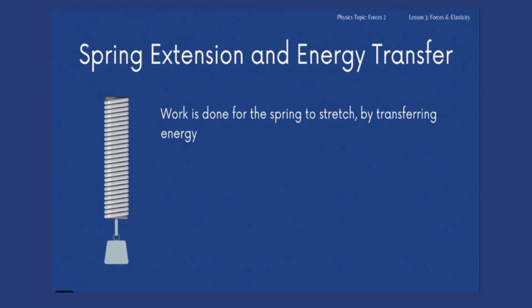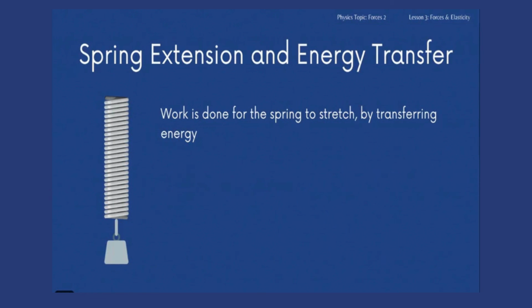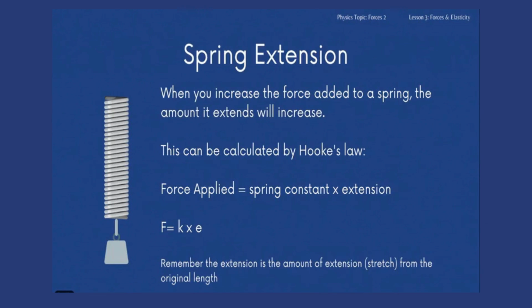Now, there's work taking place for the spring to stretch by the transfer of energy. You need to know that the energy is transferred from the kinetic store of the spring to the spring's elastic energy store. If you are unsure of the energy stores, you need to go back and revisit the energy unit. What you will need to do, using Hooke's law, is flip that, and put Hooke's law into practice and do those calculations.